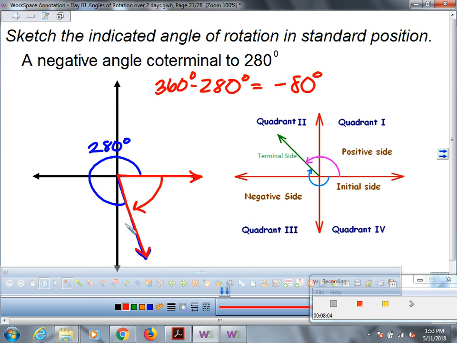Well, if you really wanted to, it would be negative 360 plus 280. Oh, it's negative because it's on the negative side. No, not because it's on the negative side, because we went back. We went clockwise. That's what makes it negative. Yes.